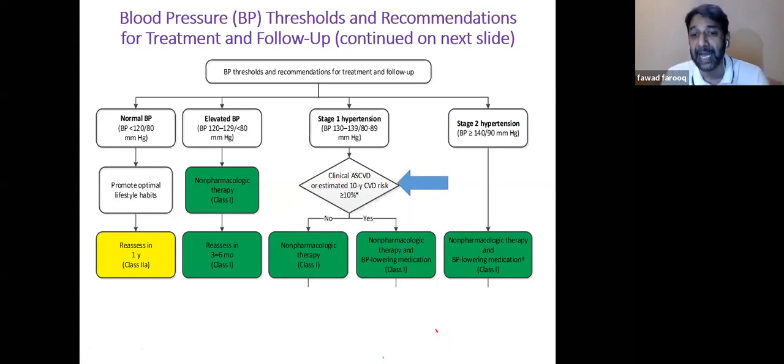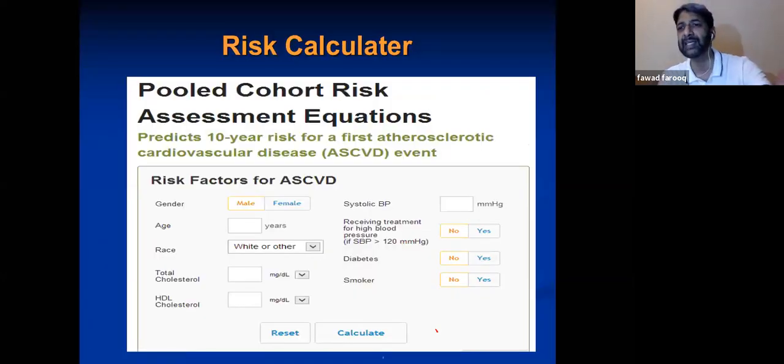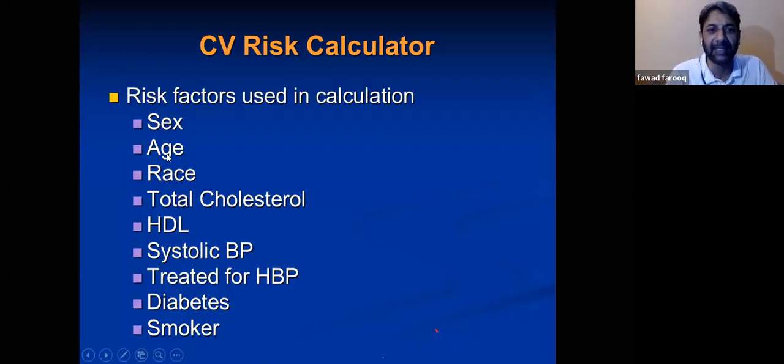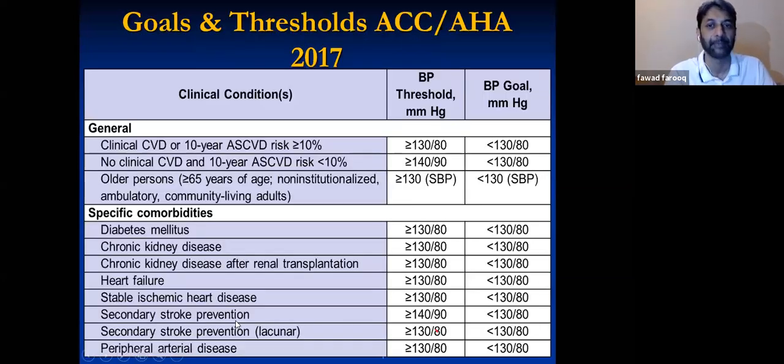And if it's greater than 10%, even your patient with 130 systolic blood pressure will be treated with pharmacologic blood pressure lowering medication, but if he's not high risk, then you have to offer just non-pharmacological therapy. That means conservative measures. This is the way to calculate this risk. Risk calculator: you have to put these variables into this risk calculator and it will tell you the risk of your patient. The variables you have to judge in your patient are sex, age, race, total cholesterol, HDL, systolic blood pressure, diabetes, smoking, all that.